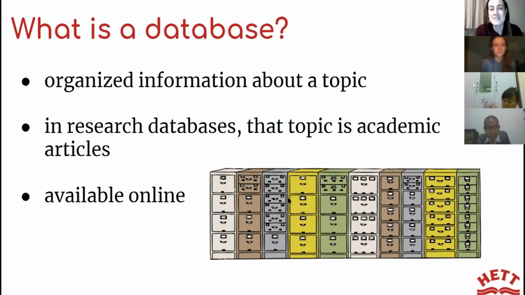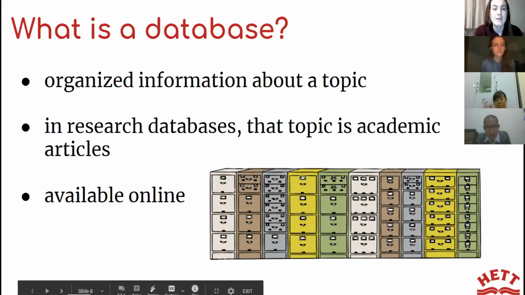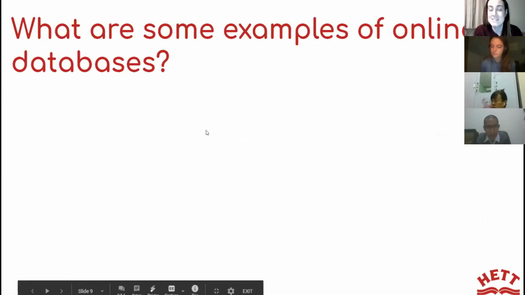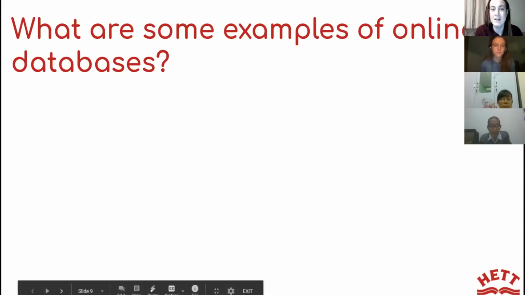And when we're talking about research databases, we are talking about where you can access academic articles, and that these are available online. And a lot of times they're viewed at the different publishers that publish all of the different journals and journal articles for you to use. Those are the different research databases. Okay. Some of you already listed lots. So what are some examples of online databases? I think you guys already shared some, so I'm just going to kind of move on.